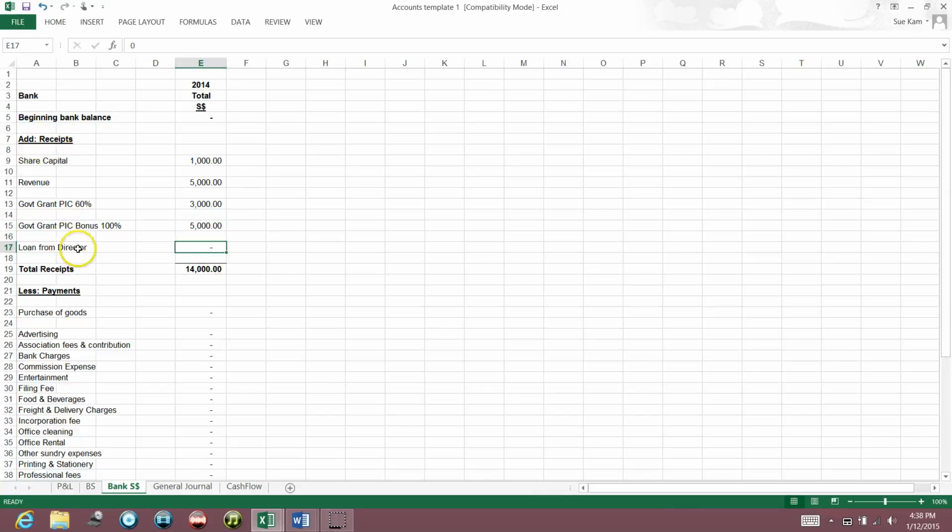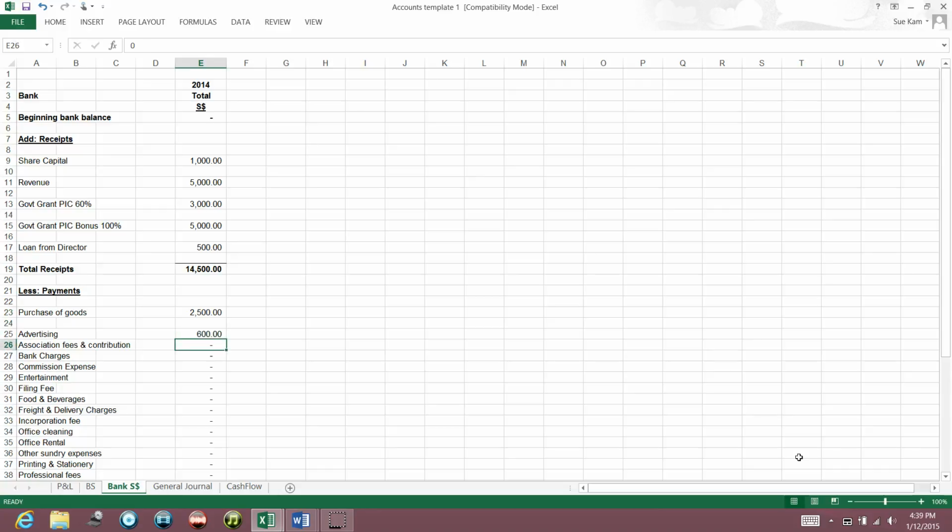This loan from director means, I'm the director, who is usually the business owner. For a small company, usually the business owner is the director. So this means my own money that I put into the company's bank account, say for example 500. Then purchase of goods, maybe say 2,500. Then maybe advertising 600.